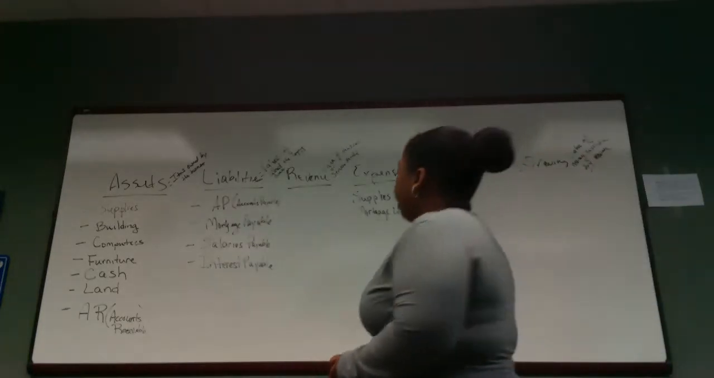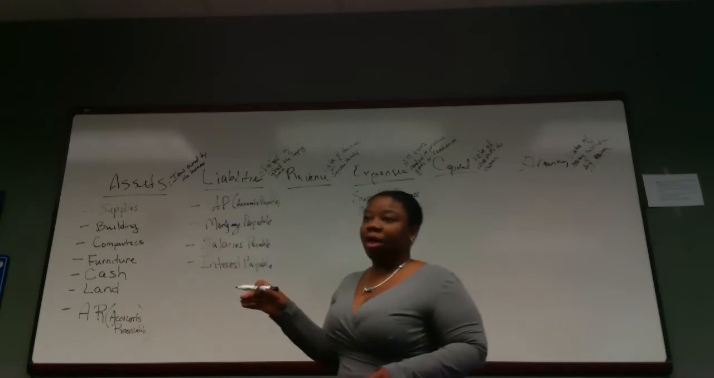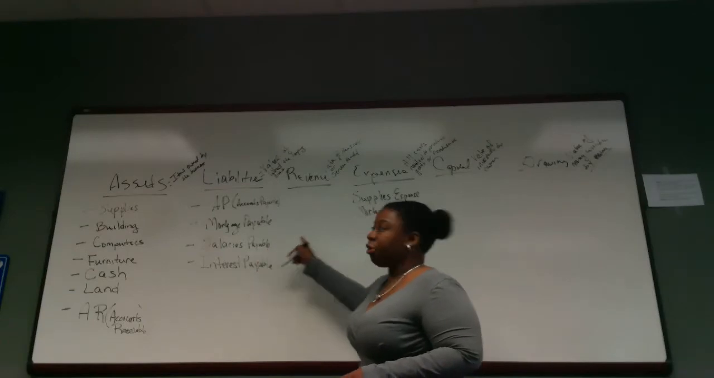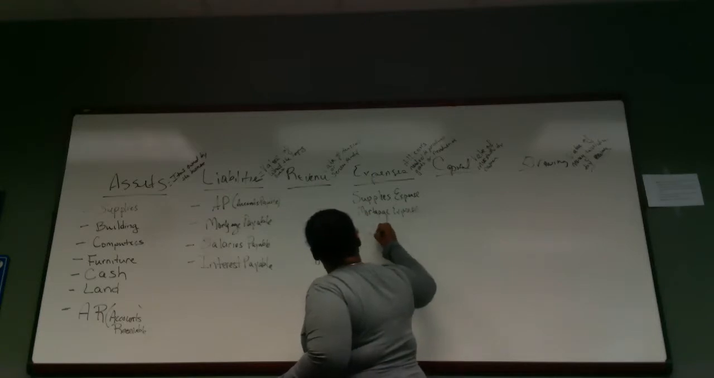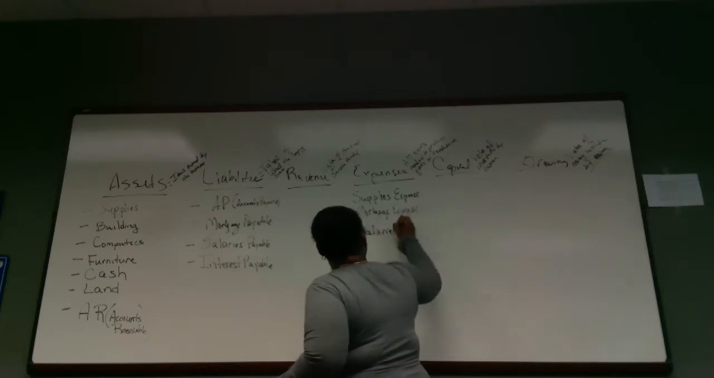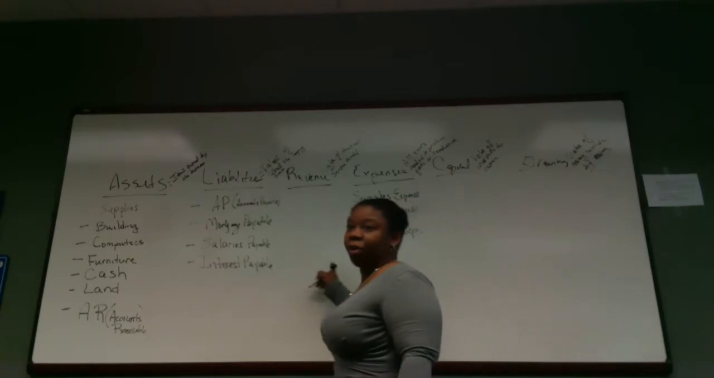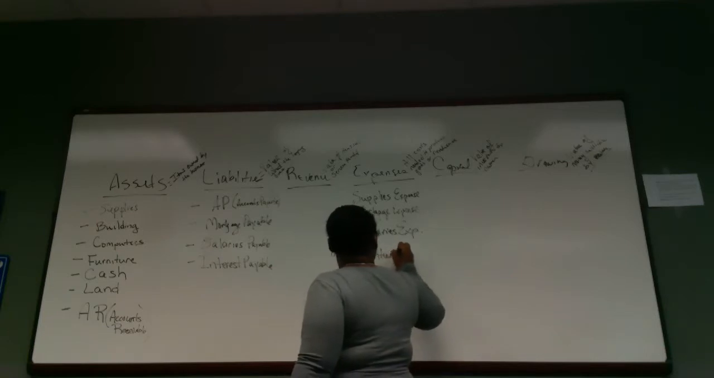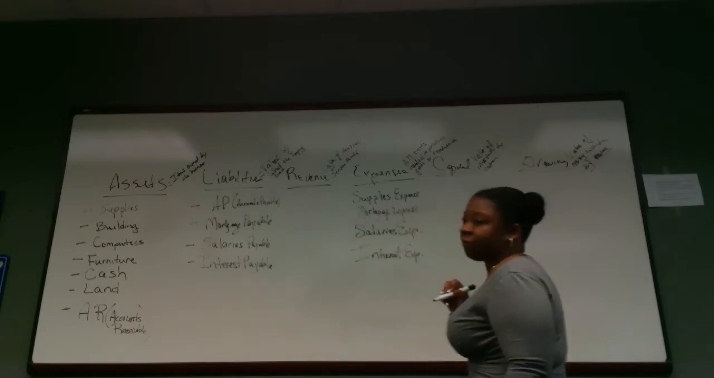Okay. Salaries payable. We revisit this again in chapter 4, I think. And the offset for salaries payable is going to be what? Salaries expense. Interest payable also is going to be interest expense. Make sense?